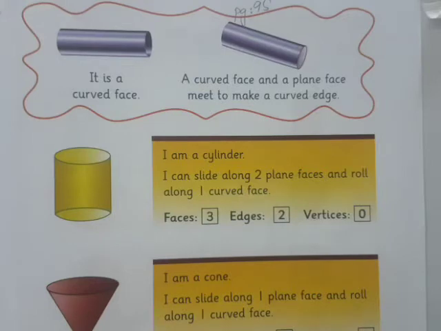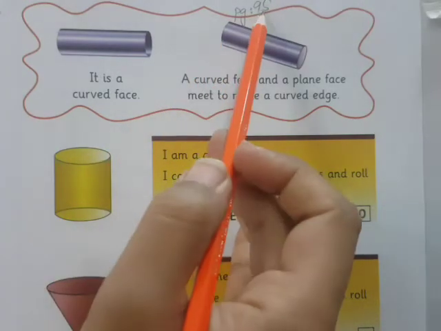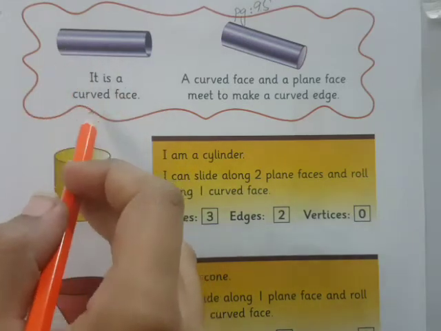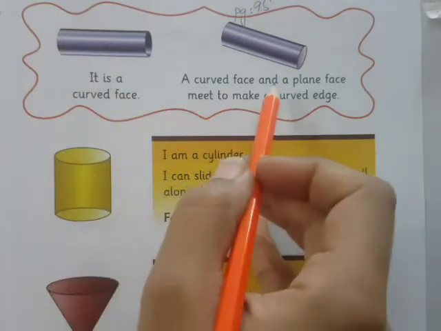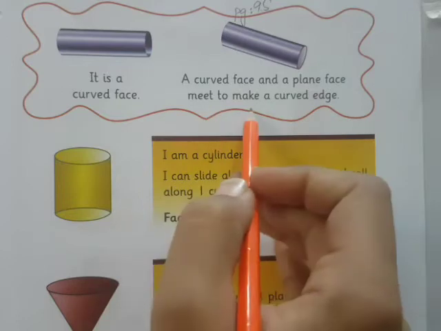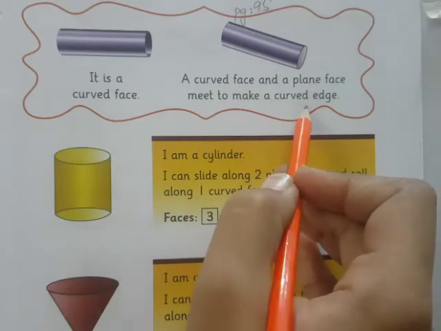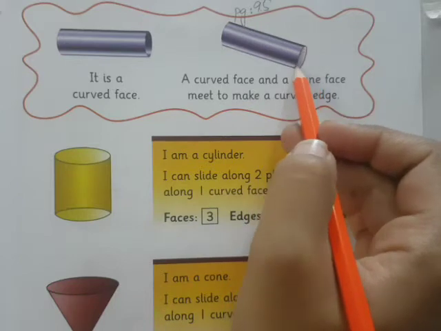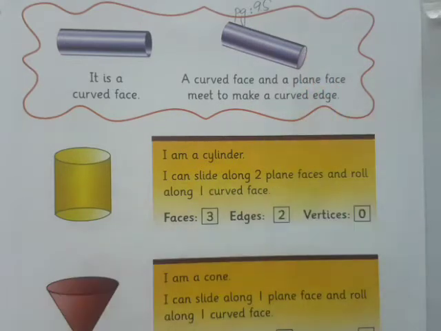Let's move on to the next page. Page number 95. What is this? It is a curved face. When a curved face and a plane face meet, it makes a curved edge.